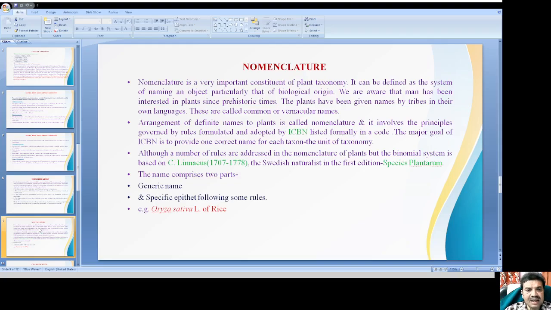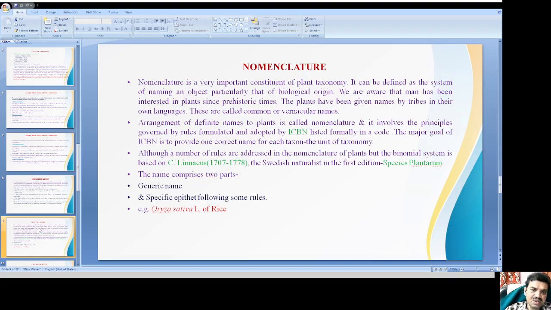on the line of Carolus Linnaeus, but to make it holistic and universal, an international body has been formed, which is known as ICBN, the International Code of Botanical Nomenclature. And as per Carolus Linnaeus and his first publication, Species Plantarum, any plant or animal or any organism must have a scientific name that comprises two parts.